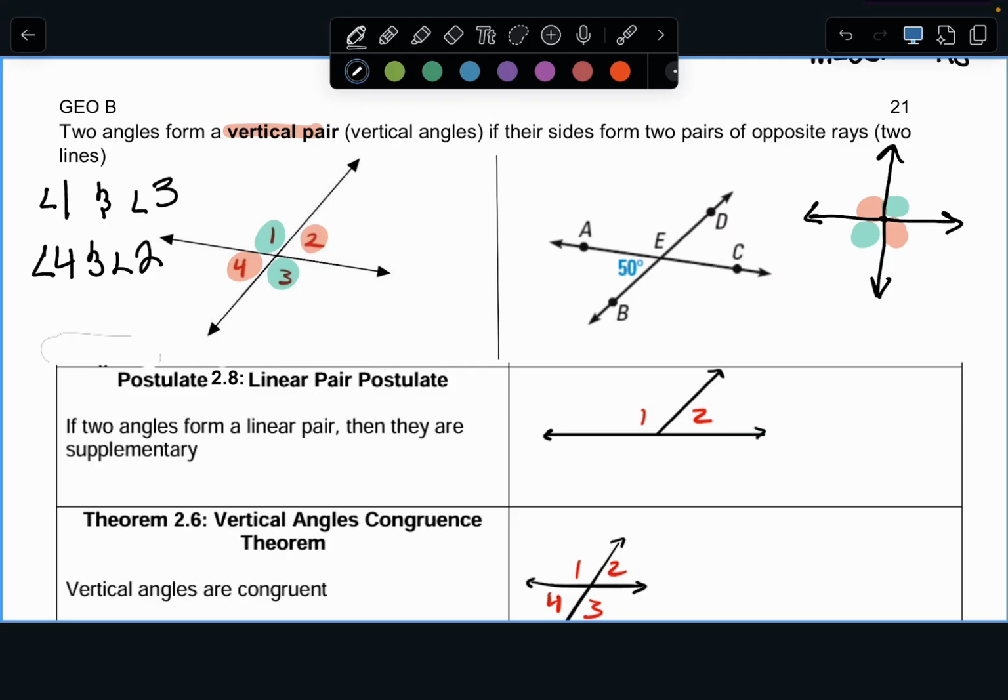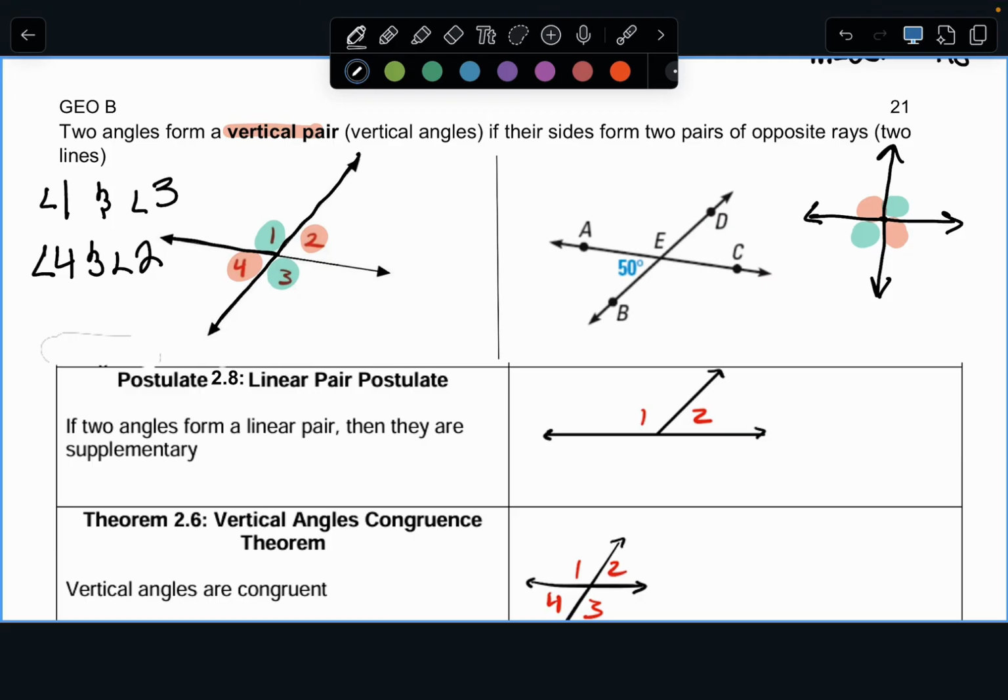Also notice how when we have vertical angles, we typically have a linear pair. Give me an angle that would make a linear pair with angle 1. What angle would make a linear pair with angle 1? Angle 4 for sure, because you would have this straight line split into two pieces. And also for the same reason, angle 2. Angle 1 and angle 2 would make a linear pair.